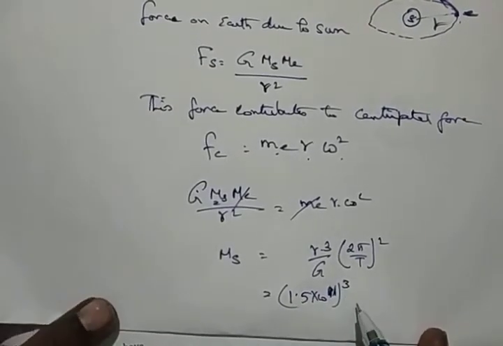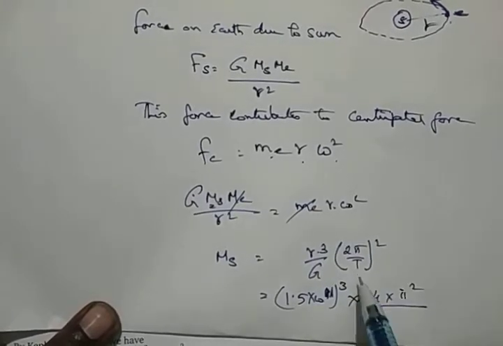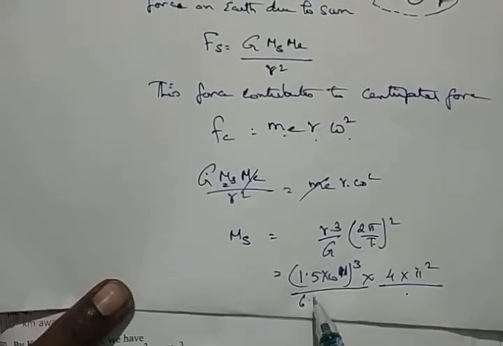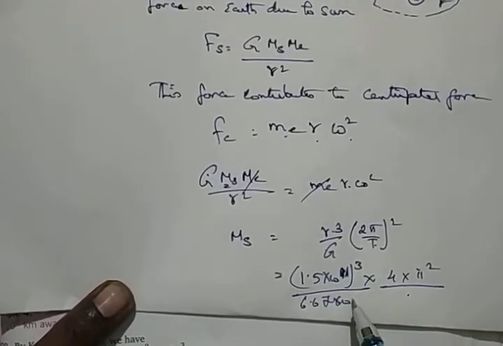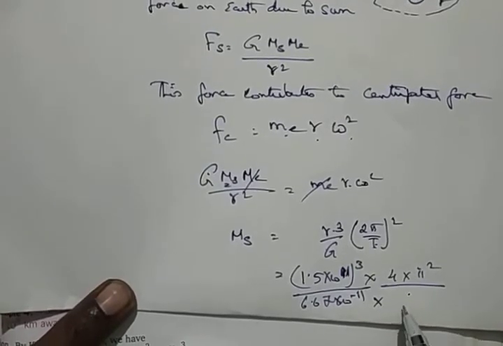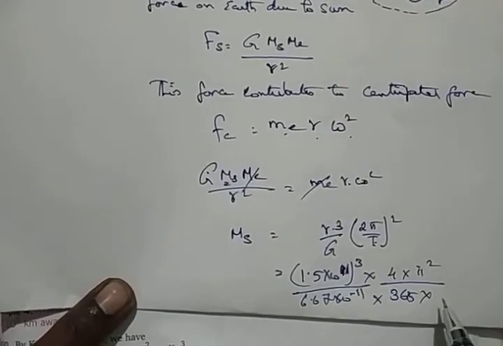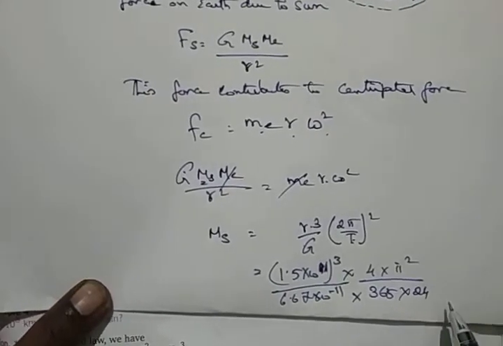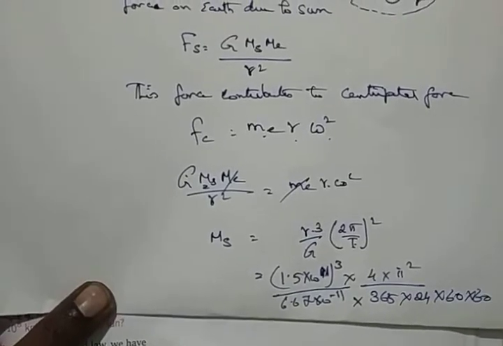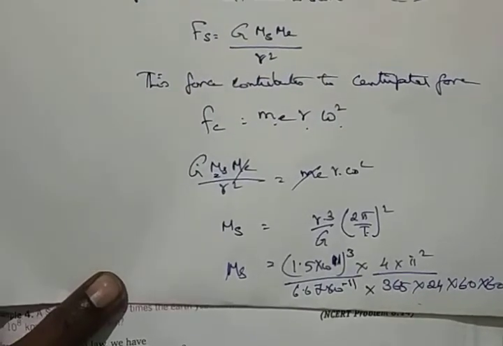The whole cube into 4 pi square divided by G into time. Now what is G? 6.67 into 10 to the power of minus 11, into time. What is the time here? 365 days, 365 into 24 into 60 into 60. You have to convert into seconds. Put all of them and you will get the mass of the Sun.